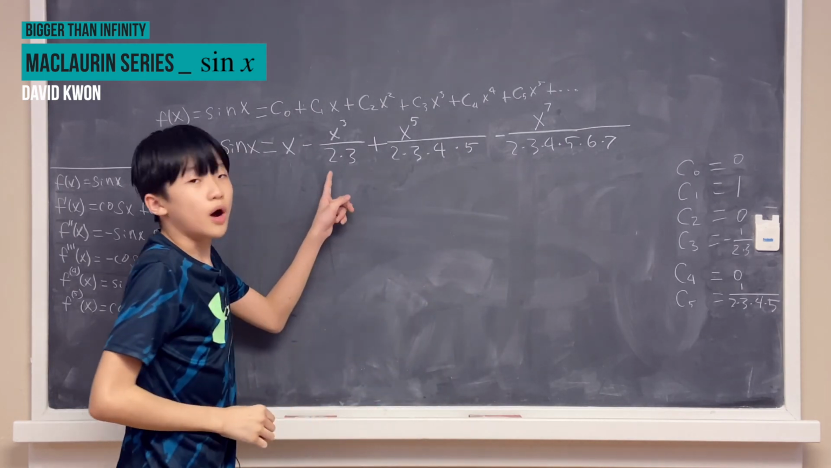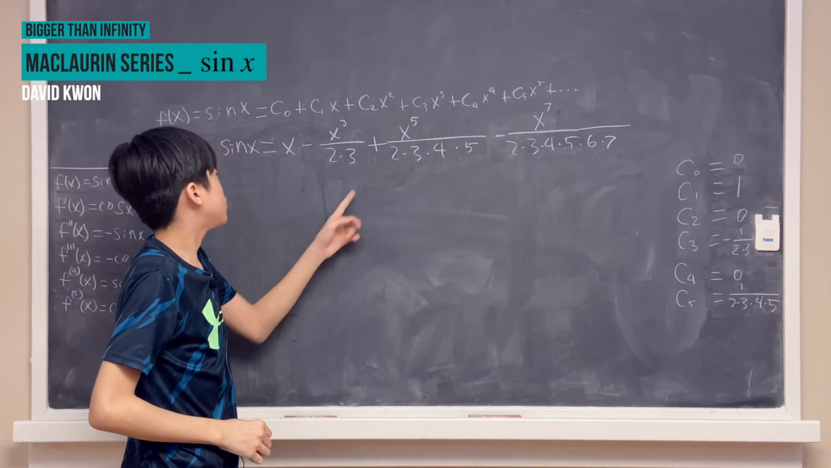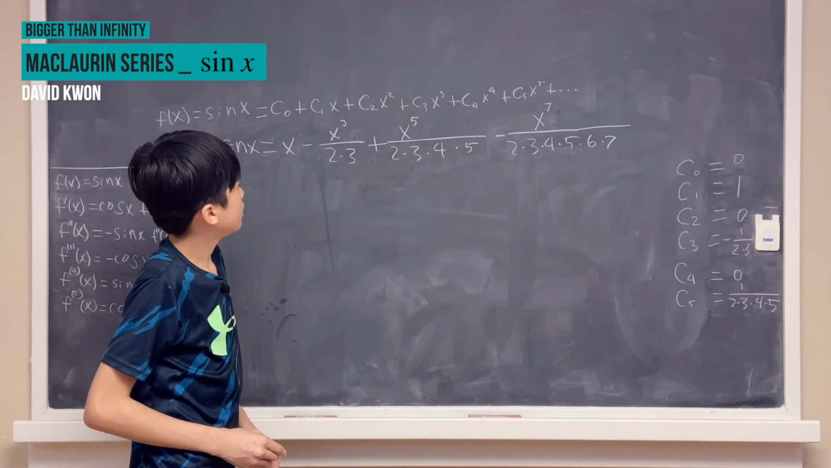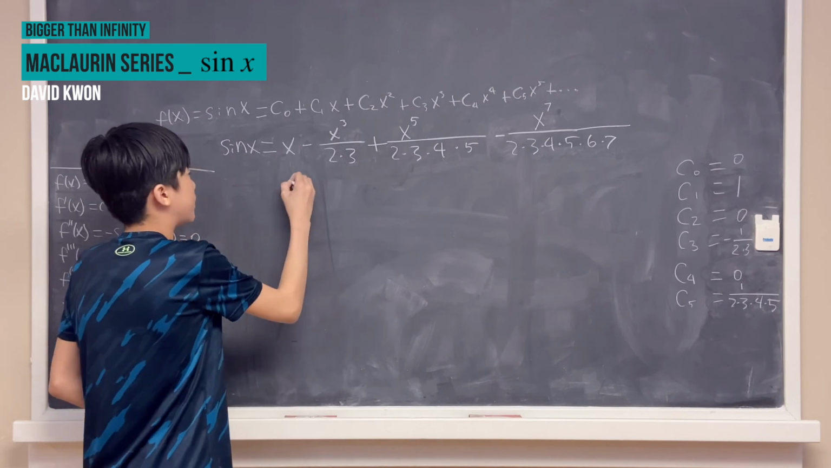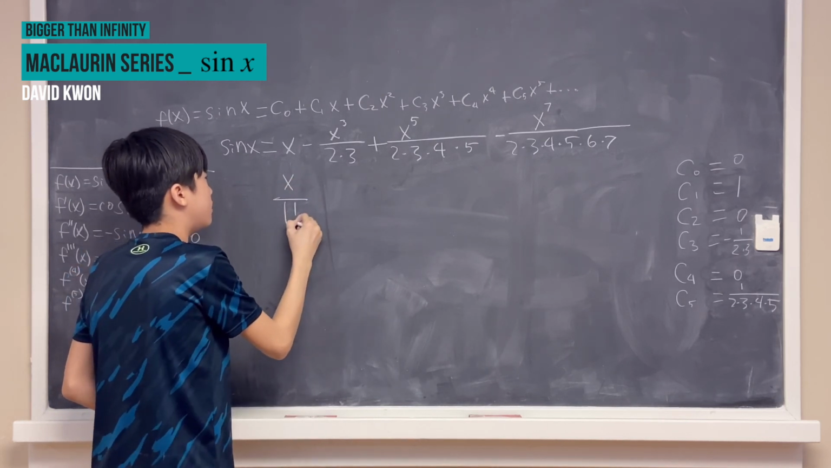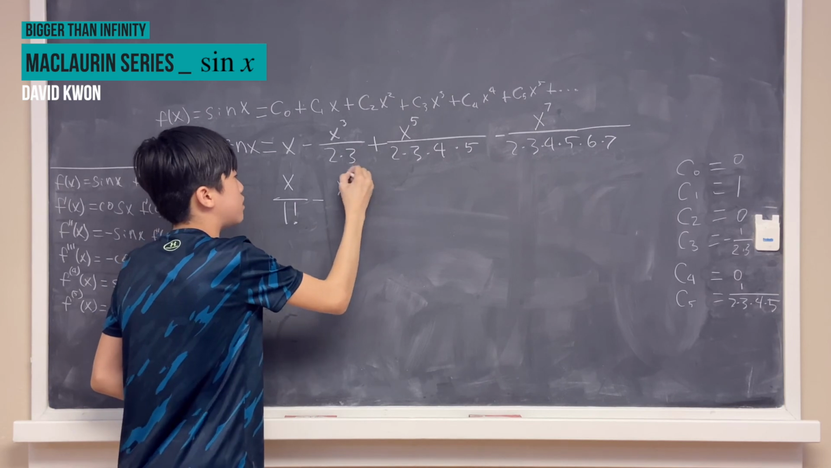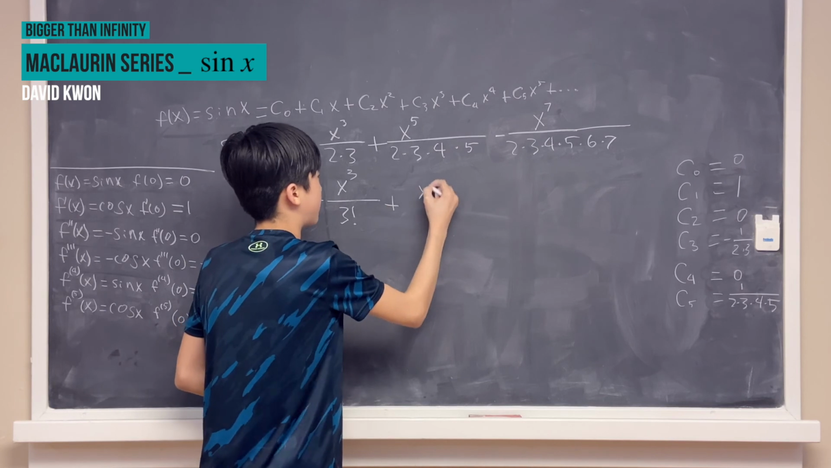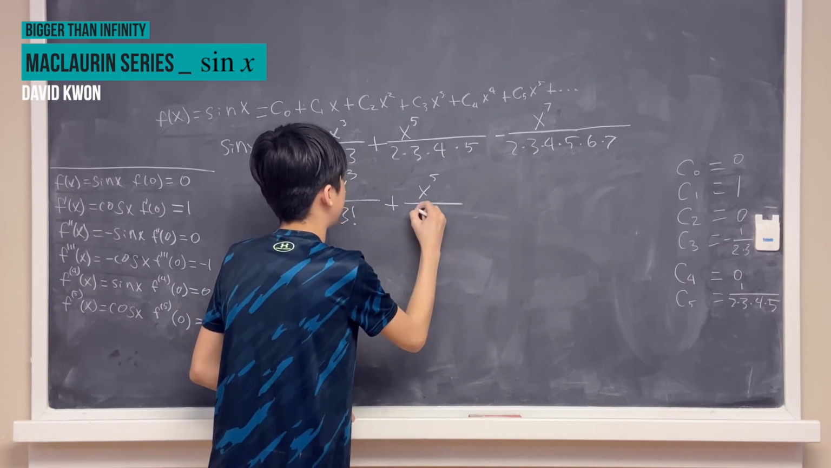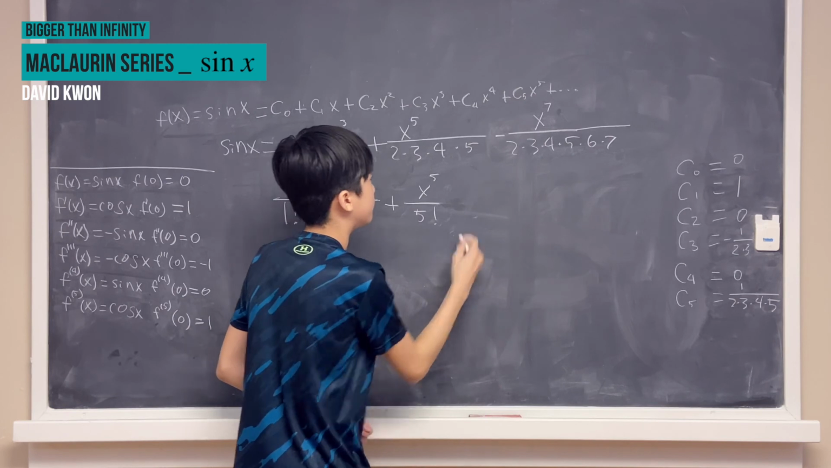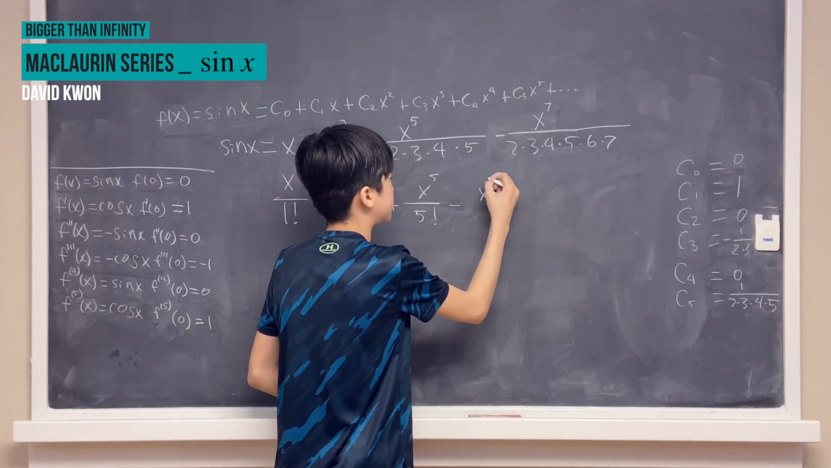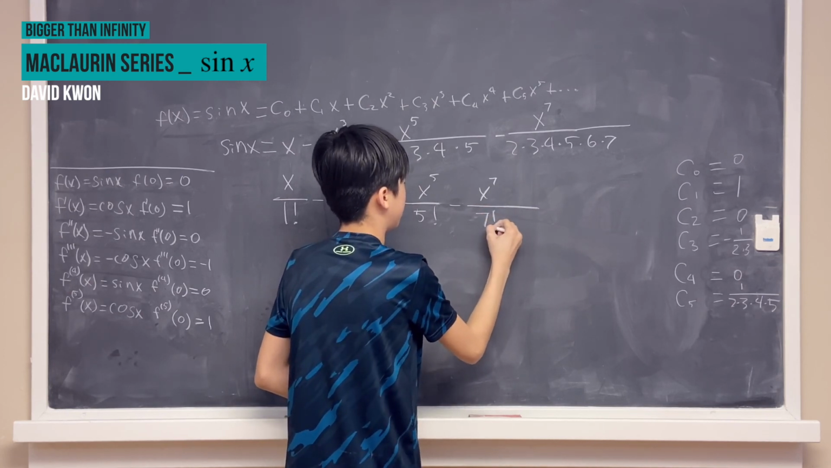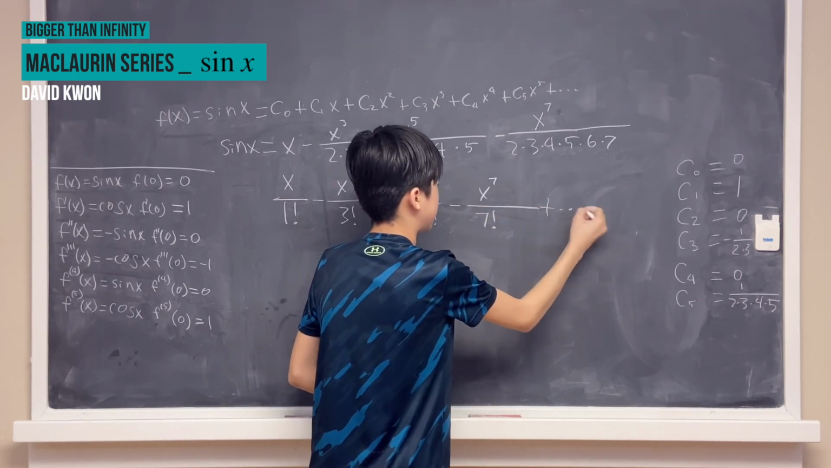Looking at the bottom numbers carefully, it is actually a, what is it called? Oh, factorial. So we have x over 1 factorial minus x to the power of 3 over 3 factorial, and plus x to the power of 5 over 5 factorial, and minus x to the power of 7 over 7 factorial, and plus dot dot dot because it goes on forever.